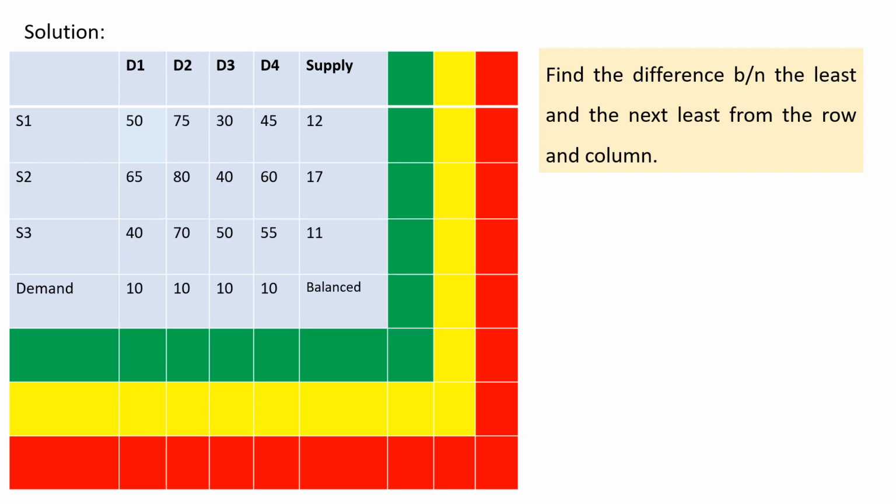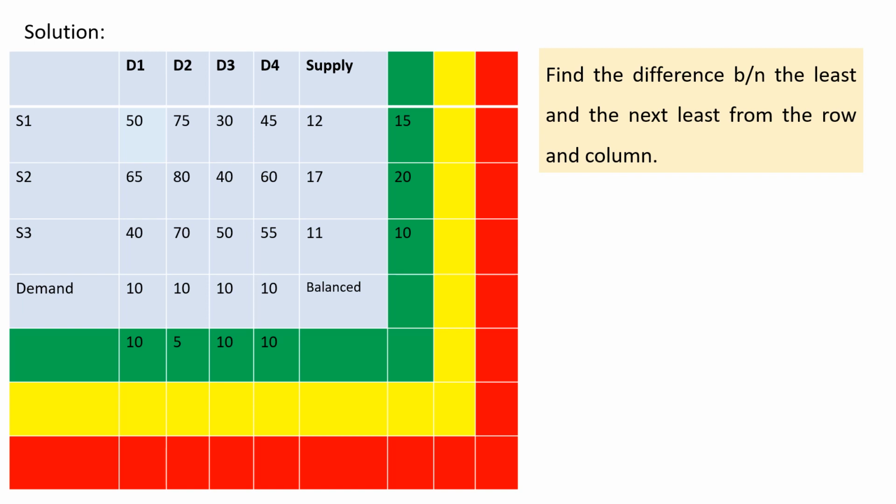And from this column, the least is 40 and the next least is 50, so we have to write here 10. And here 70 and 75, so we write here 5, and here 30 and 40, so we have to write here 10, and here 45 and 55, we have to write here 10. So it looks like this.